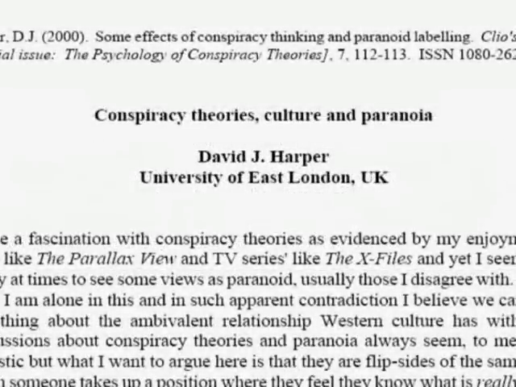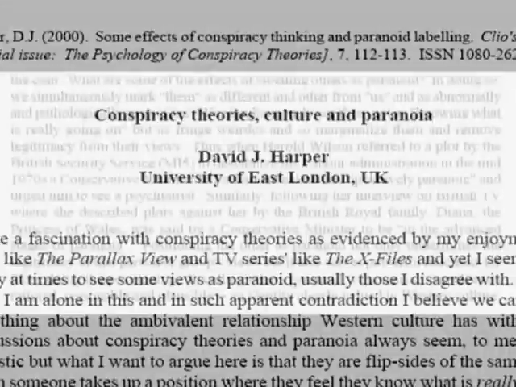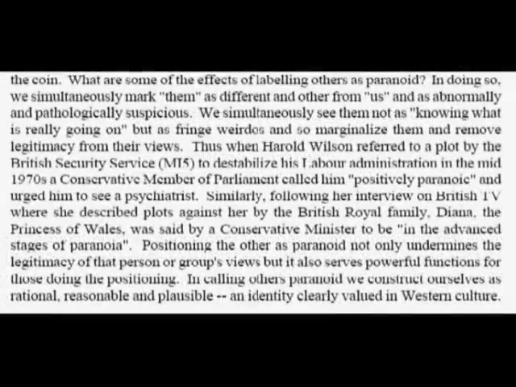Dr. Harper also talks of how those attempting to label others as paranoid are not only attempting to discredit the opinions of the other, but also attempting to establish themselves as rational, reasonable and plausible, the polarisation of a debate into an identity issue. He asks, what are some of the effects of labelling others as paranoid? In doing so, we simultaneously mark them as different and other from us, and as abnormally and pathologically suspicious. We simultaneously see them not as knowing what is really going on, but as fringe weirdos, and so marginalise them and remove legitimacy from their views.